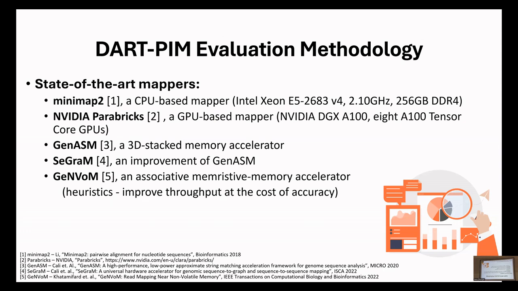Okay, and how do we evaluate our results? We compared to 5 state-of-the-art mappers. The first one is Minimap, a CPU-based mapper, and NVIDIA Parabricks is the GPU-based mapper. GenASM and SIGRAM are 3D stack memory accelerators, where SIGRAM is an improvement of GenASM. And GenVoM is an accelerator that is based on associative memristive memory. But they are using heuristics, so they improve the throughput and the area and everything, but at the cost of accuracy.